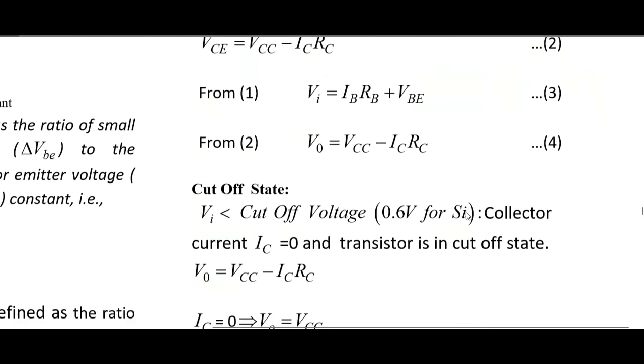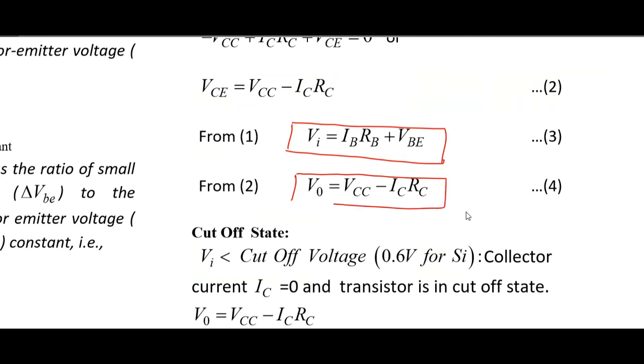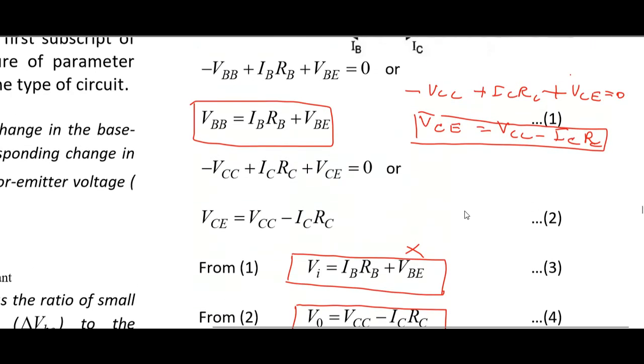Now let us say VO is the output voltage. Of these two equations, this is the input equation, and this is the output equation. I have reservations with this input equation. This is wrongly written.